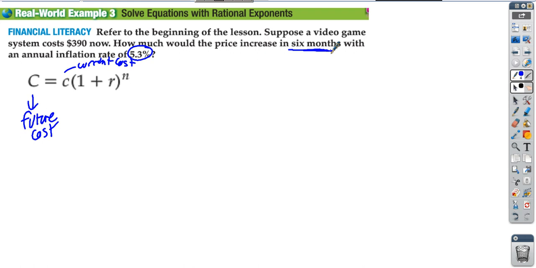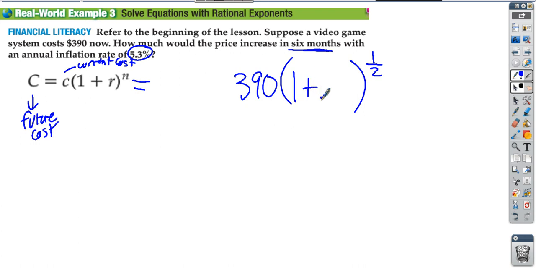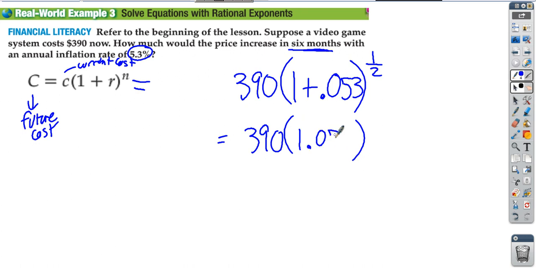So that's what we'd have to do. So really all we need to do now is just plug that stuff in. Okay, so what are they asking for? They're saying a system costs $390 now, so that means $390 would be little c. That would be the current cost. How much would the price increase in 6 months? So n is the number of years, and 6 months is half a year. So we're going to raise that to the 1/2. How much would it increase with an annual inflation rate of 5.3%? Whenever we're doing equations, we always want to change that into a decimal, because you can't put percents in an equation. I mean, you can, but they'll be 100 times too big, because a percent is 100 times a decimal. So this is going to be this right here.